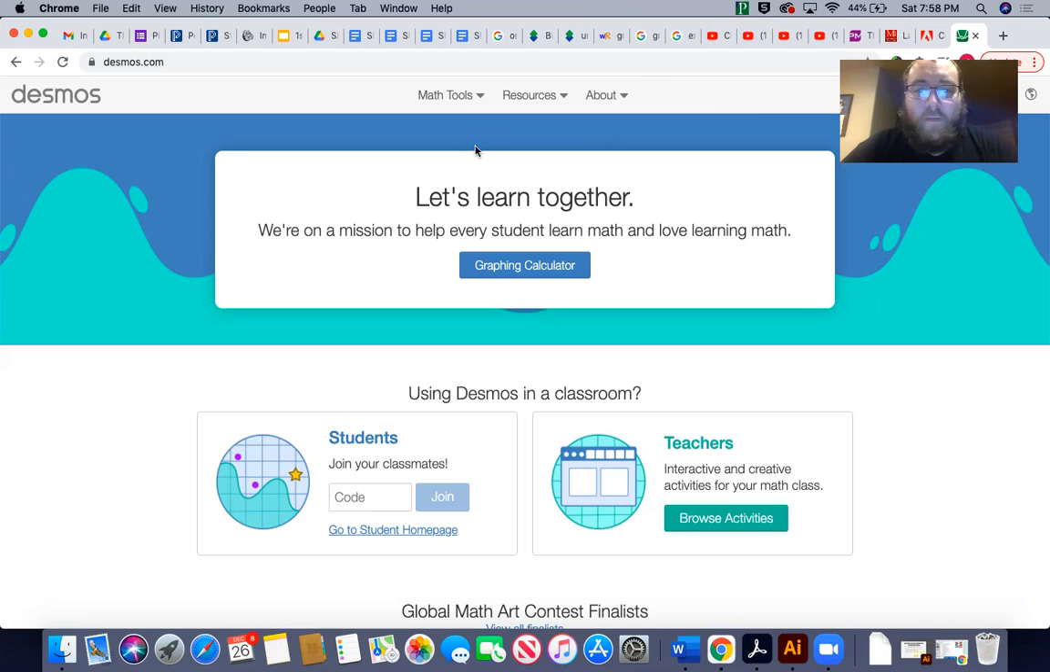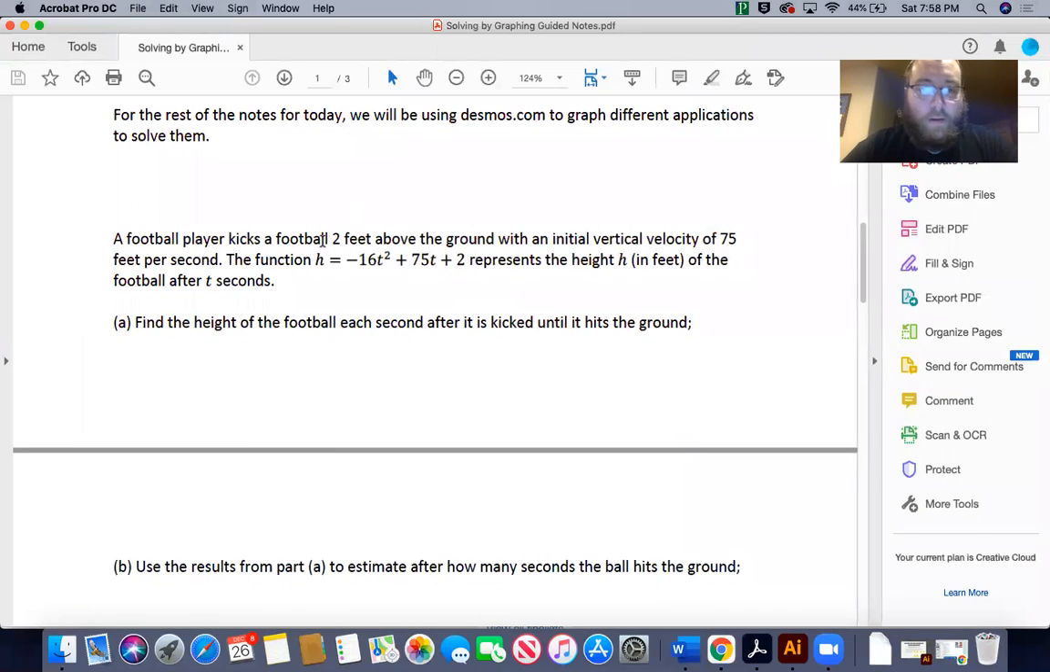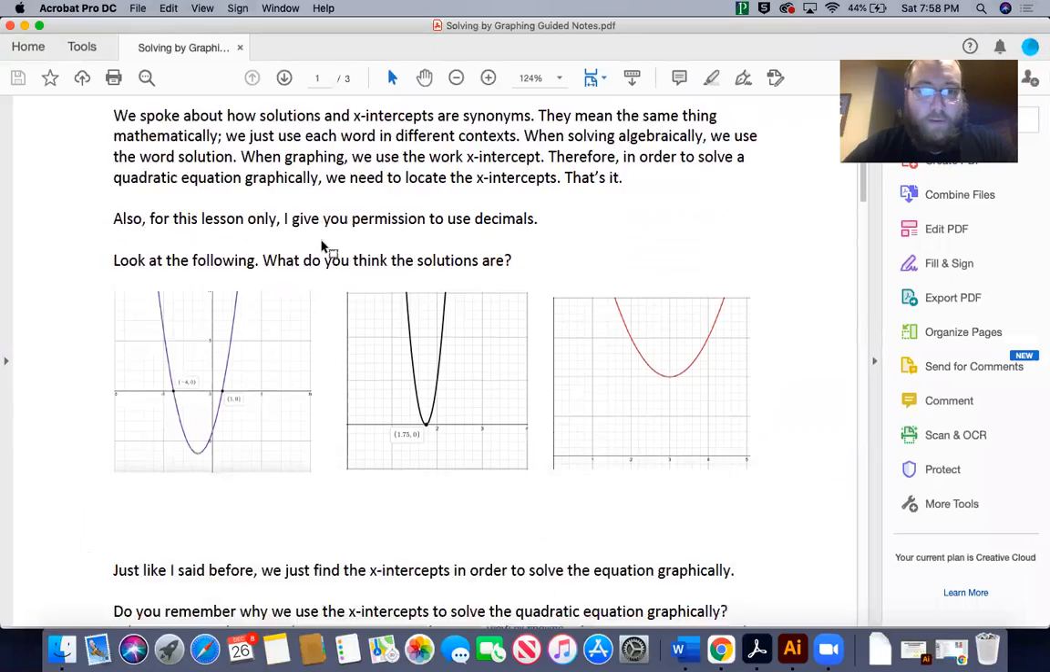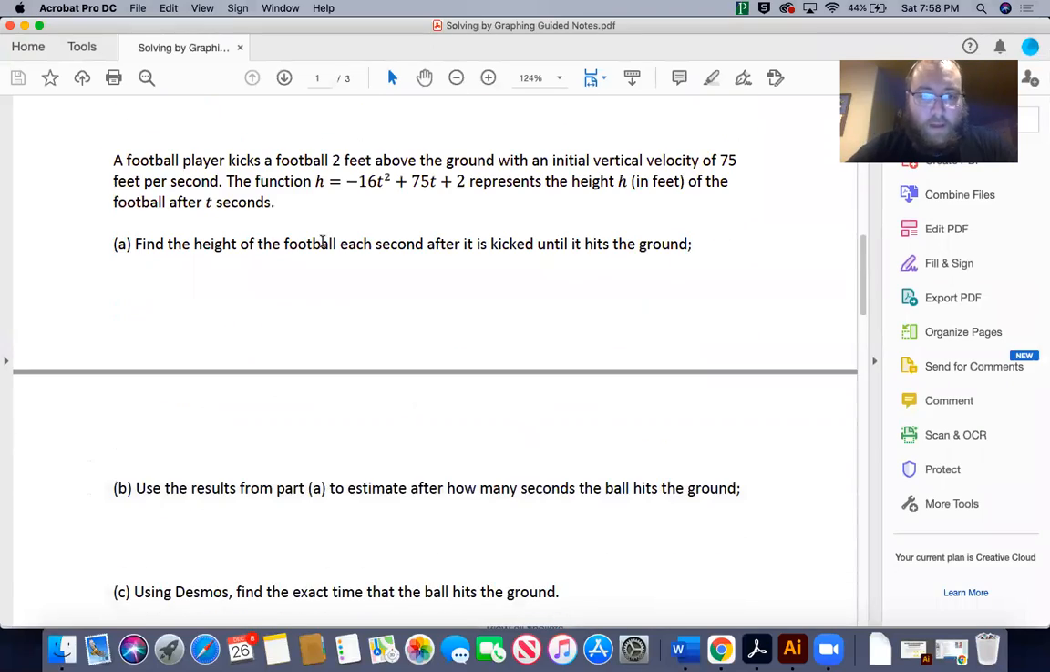In our solving by graphing, we use technology. So we're actually going to use a graphing calculator. Make sure you have your notes with you. I have mine up right here: the guided notes, solving quadratic equations by graphing. Make sure you have that with you.